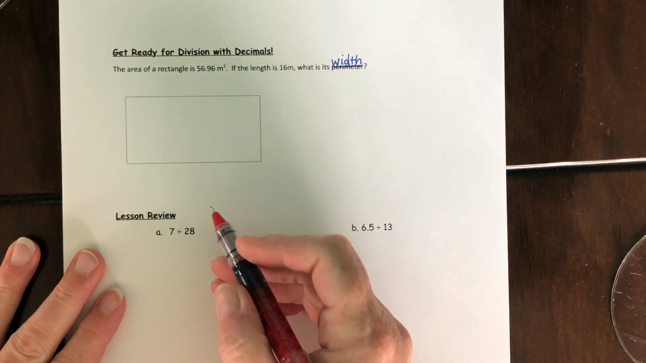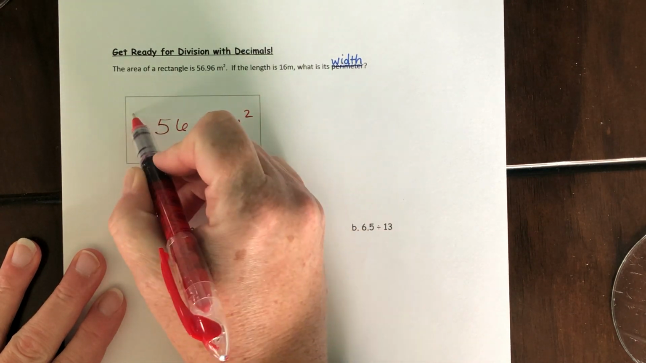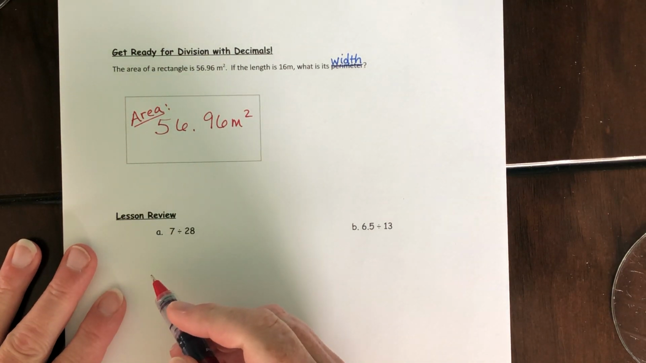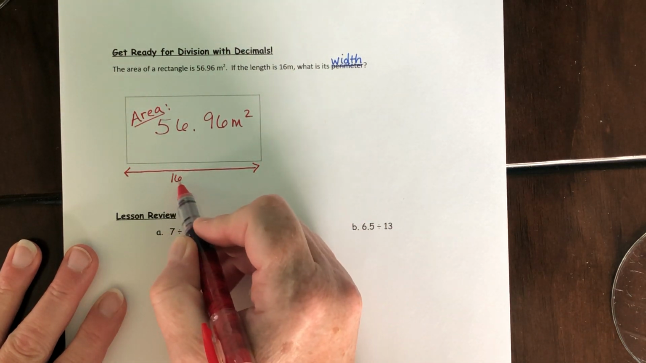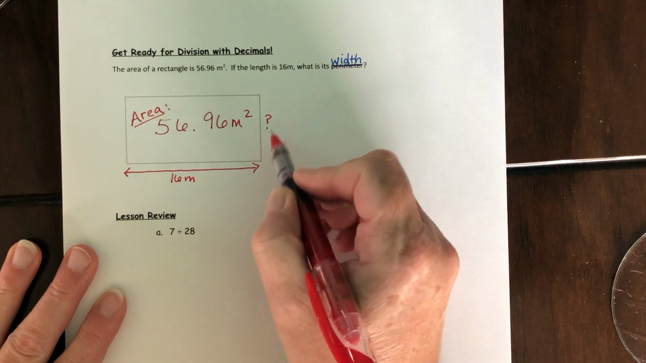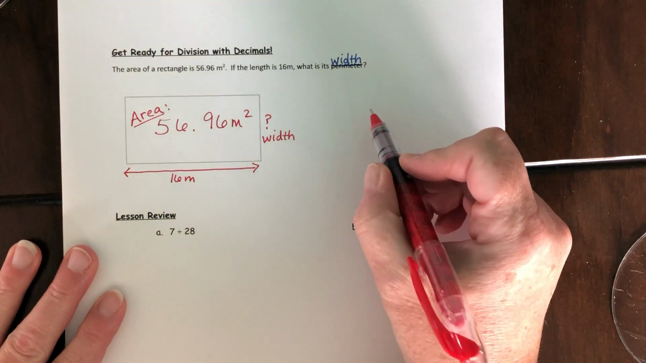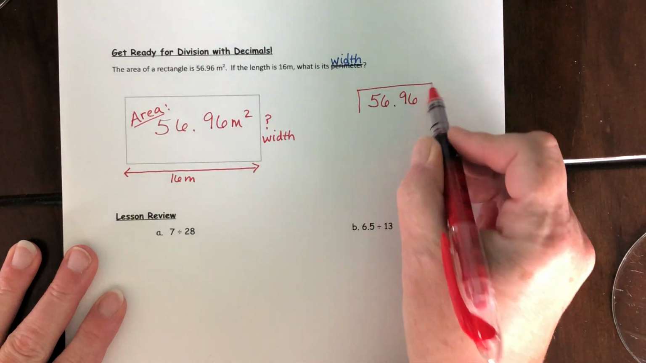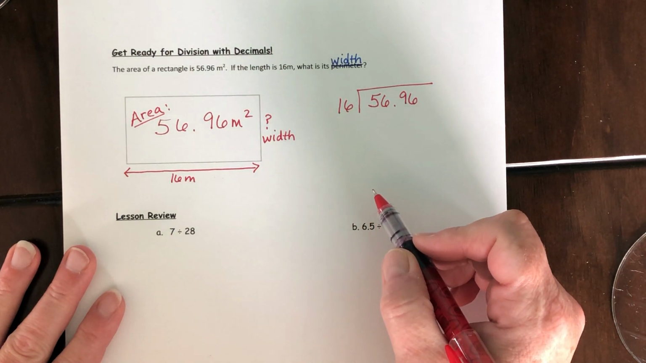We know that the total area of this rectangle is 56 and 96 hundredths meters squared, and the problem tells us that. The other thing we know is that it has a length of 16 meters. We need to find the width. So we're going to take the total area, which is 56 and 96 hundredths meters squared, and divide that by the length, the one dimension that we know, which is 16, and that will give us our width.